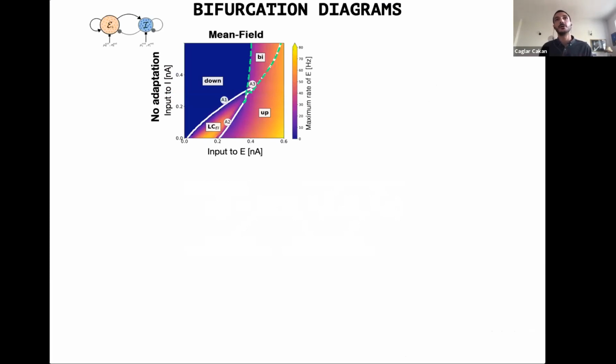And now I want to draw bifurcation diagrams of this model to see what it can do, right? Similarly to the other talks that we've seen before. Now let's draw a bifurcation diagram in 2 dimensions. We have one input to the excitatory population and one input to the inhibitory population.